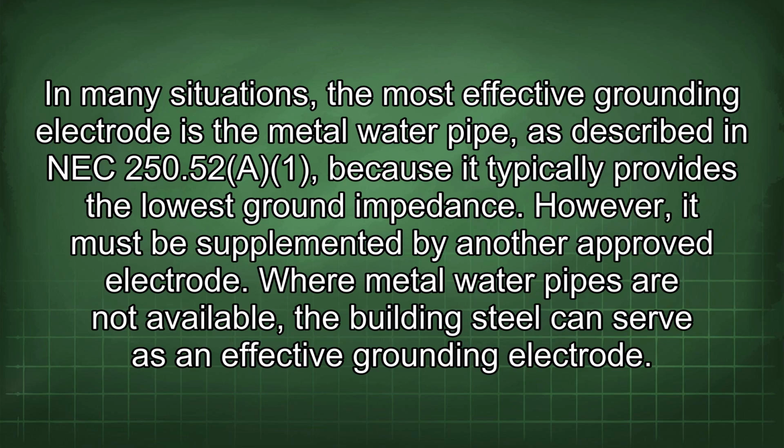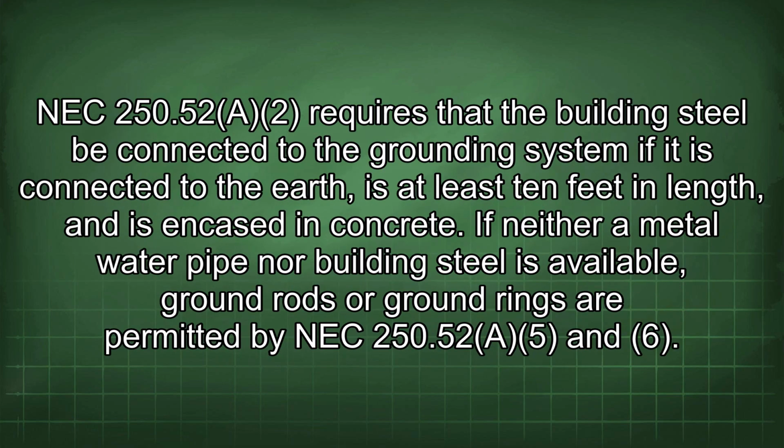Where metal water pipes are not available, the building steel can serve as an effective grounding electrode. NEC 250.52 A2 requires that the building steel be connected to the grounding system if it is connected to the earth, is at least 10 feet in length, and is encased in concrete.